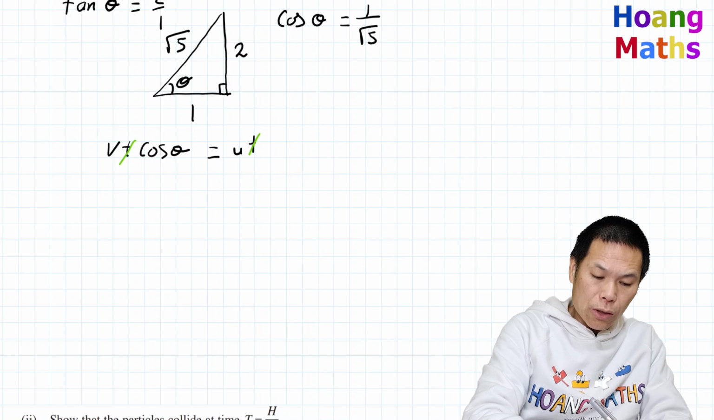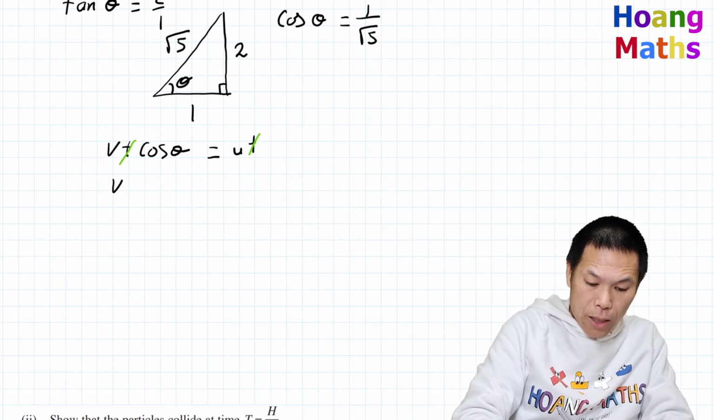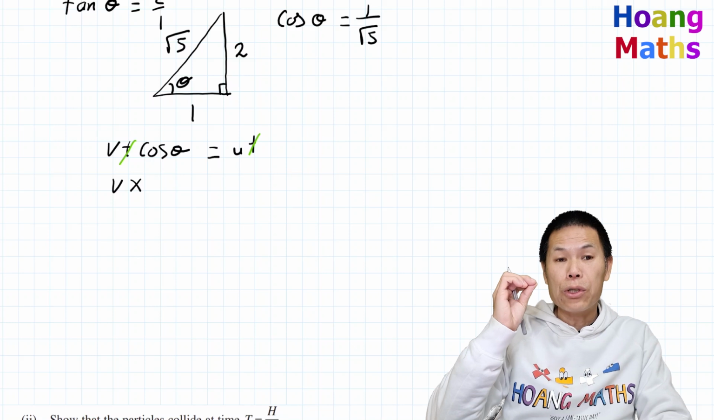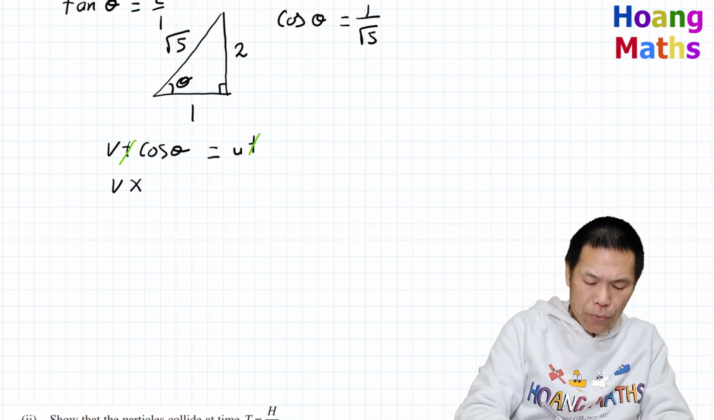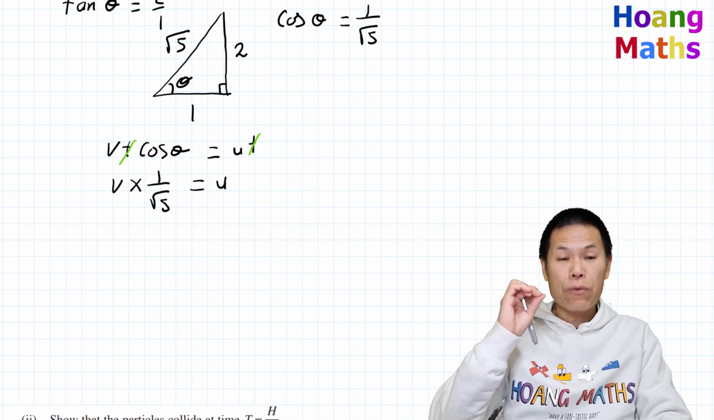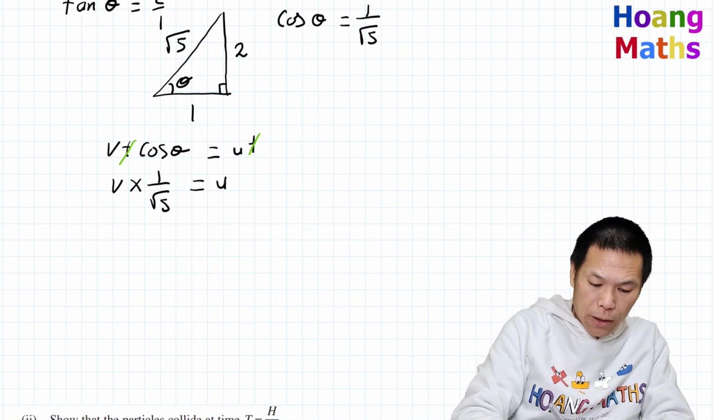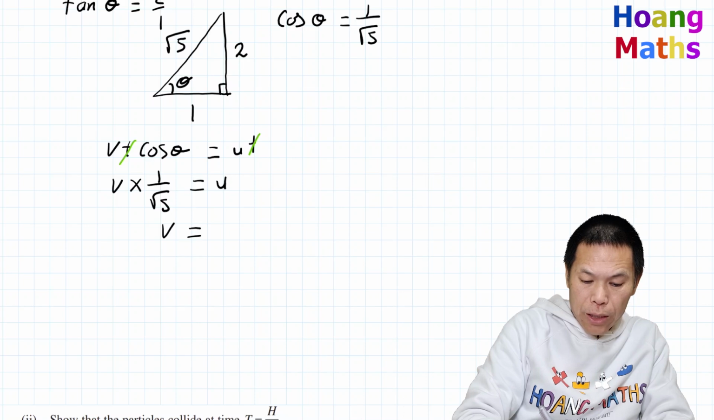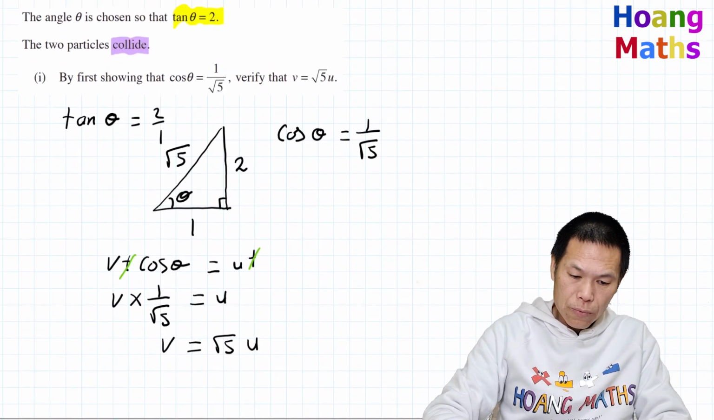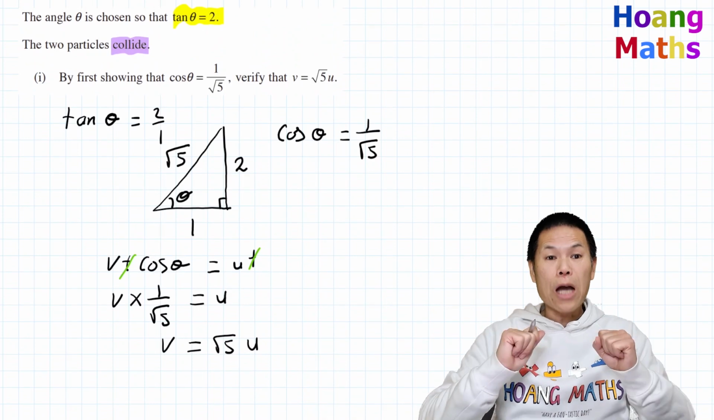That means v times cos of theta. Cos is adjacent over hypotenuse, which means v times 1 over square root of 5 is equal to u. If I times square root 5 on both sides, this means that v is square root of 5 u. So there you go.